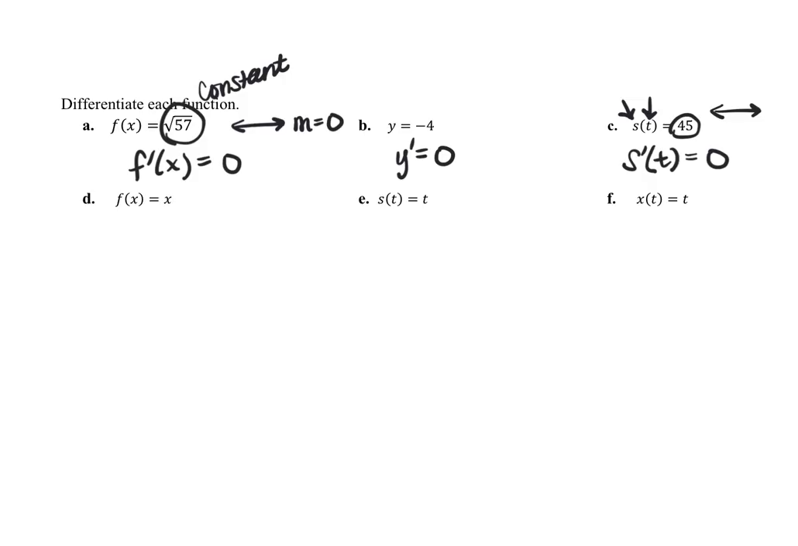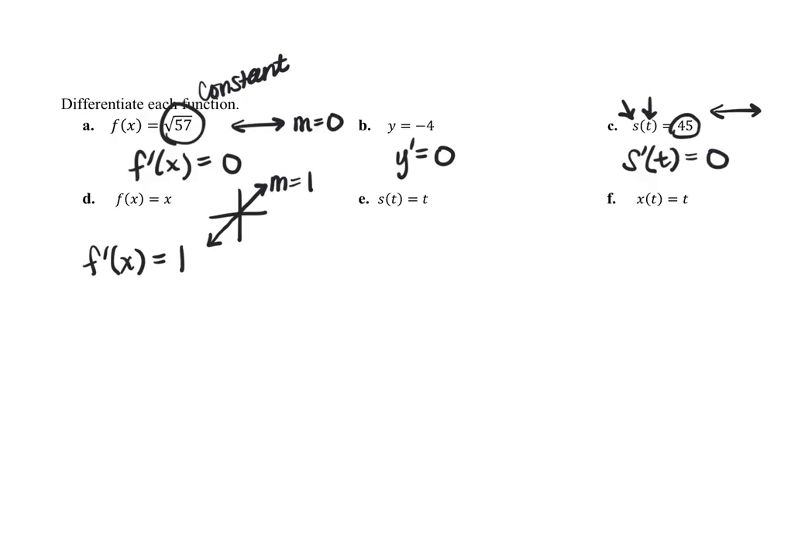Part D, our function is f of x is equal to x. So in this case, if we think visually, the function f of x equals x is just a straight line with a slope of 1. Therefore, the derivative f prime of x is equal to just 1. So thinking about a derivative as a slope is really essential for using some of our derivative shortcut rules.